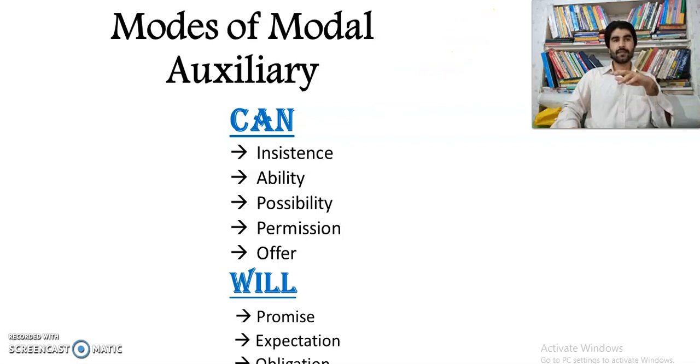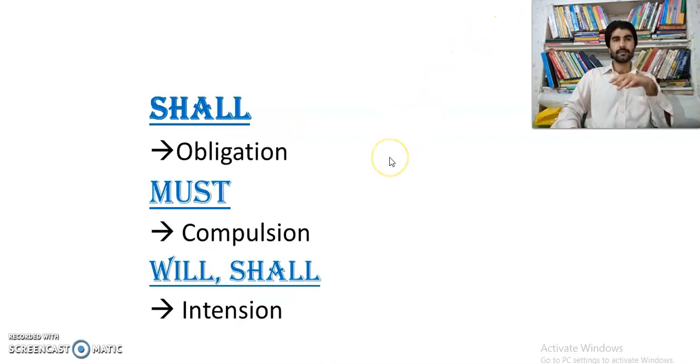See the next one. Shall, it is used for obligation. Must, it is used for compulsion. Will and shall, again they are used for intention. We are going to understand it. Don't worry, we will be explaining it.